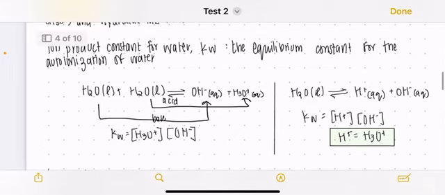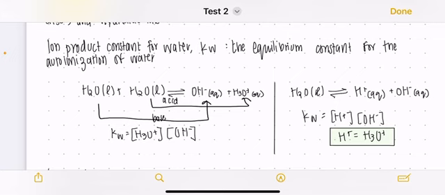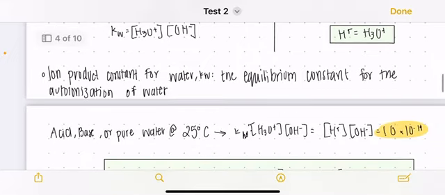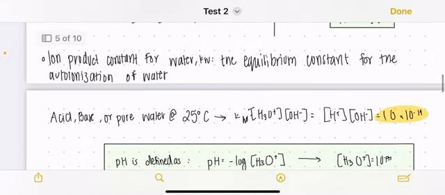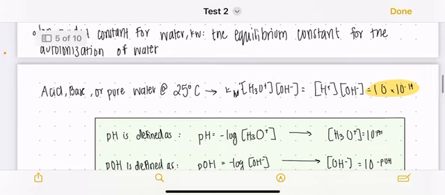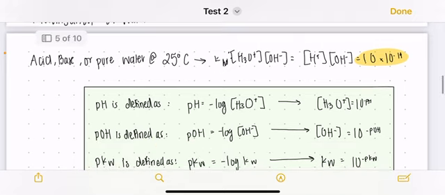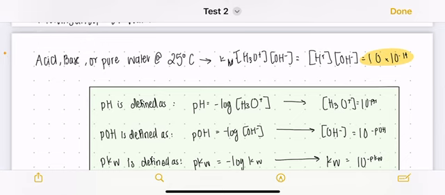Here we can see the autoionization of water, where the water molecule breaks down into hydroxide and hydronium ions. And Kw is the concentration of the hydronium times the concentration of the hydroxide ions. The ion product constant for water is the equilibrium constant for the autoionization of water. For acids, bases, or pure water at 25 degrees Celsius, Kw, as stated before, is the concentration of hydronium times the concentration of hydroxide ions, and it yields 1 times 10 to the negative 14.